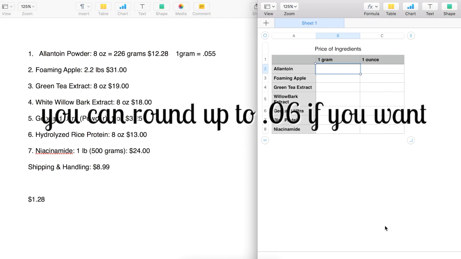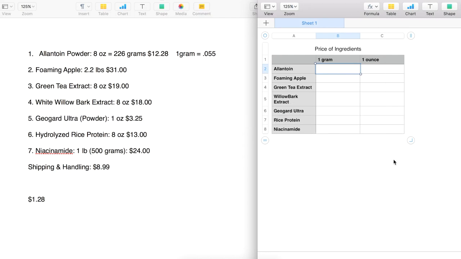This is called Numbers. This is a software if you own a Mac. If you have Windows, I'm not really sure if they have a graph software. Let me know down in the comments if they do. If not, you can probably download some sort of graph software to save to your computer, or figure out some way to save all the costs of your ingredients there. So I'm typing in 0.055, and now we know 1 gram of allantoin is 0.055.